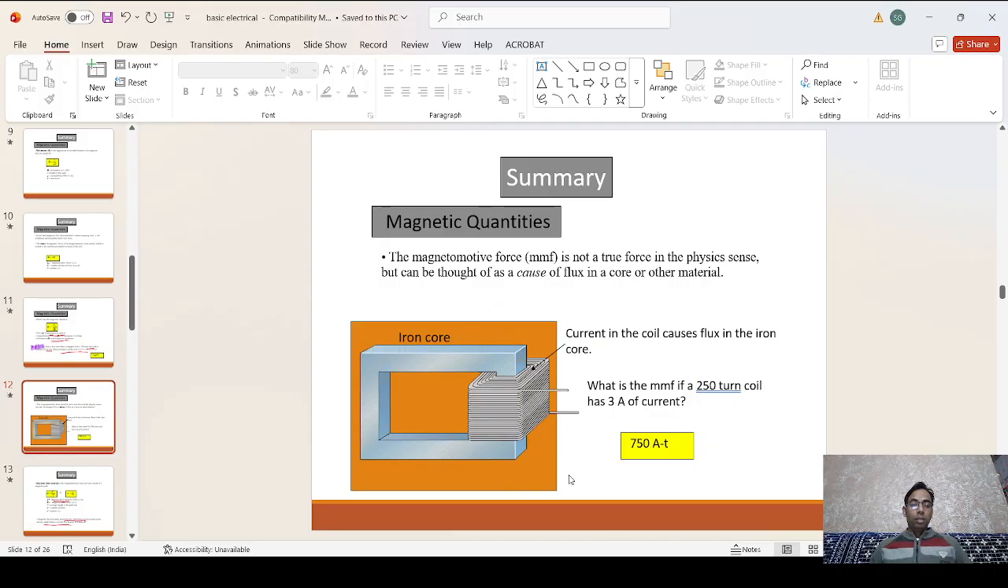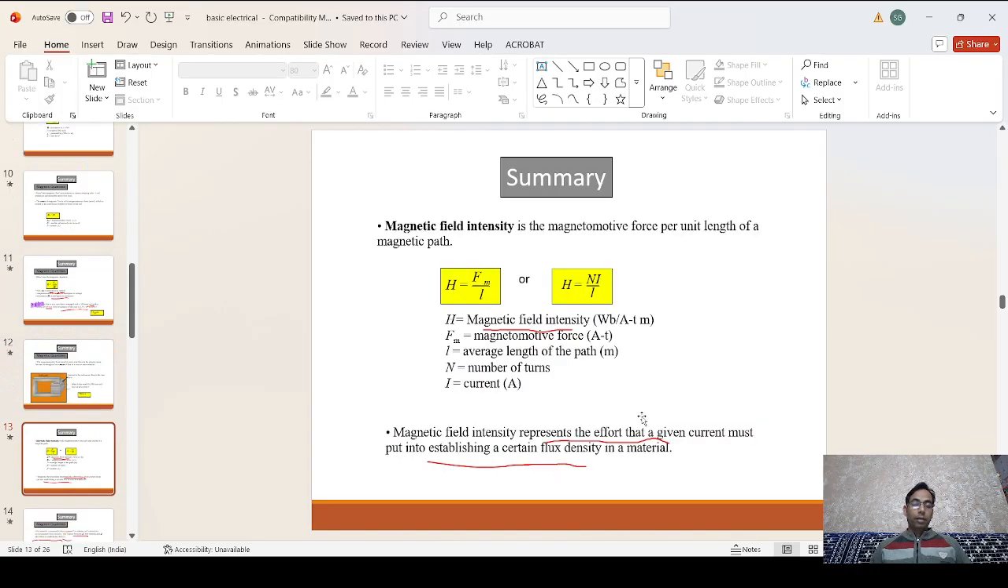And this is another example, to find the MMF. This is the current in the coil of the flux and iron core. What is the MMF for a 200 turn coil and 3 ampere current? So we multiply N into I, and we can calculate 750 ampere turns for the magnet.